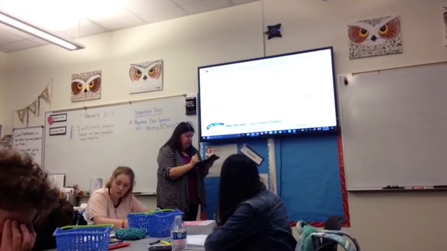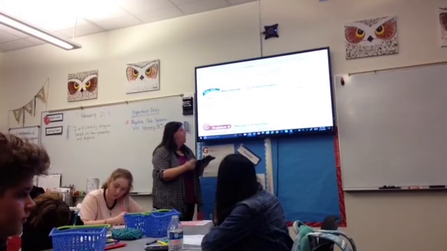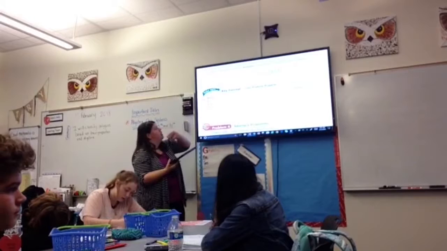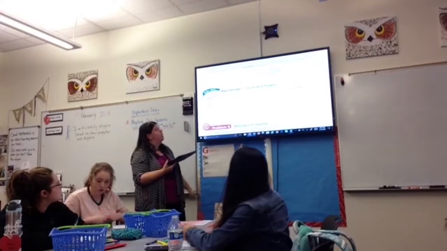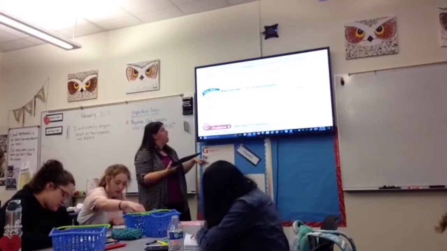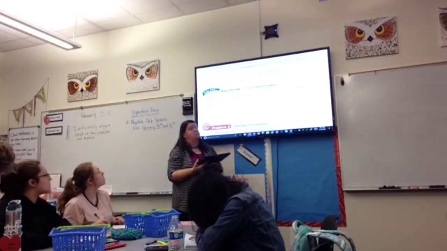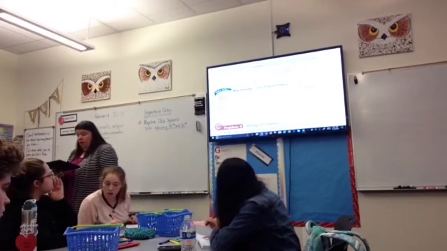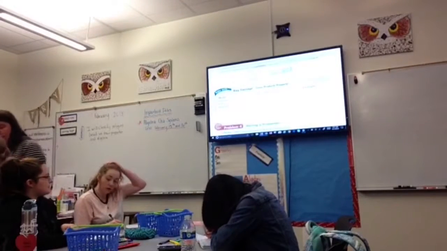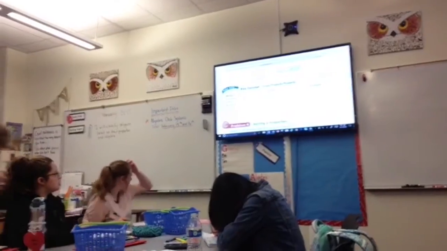So they're giving us an example here. In the proportion 2 to 3 is equal to 4 to 6, 2 and 6 would be the extremes, and 3 and 4 would be the means. So in a proportion, the product of the extremes equals the product of the means.